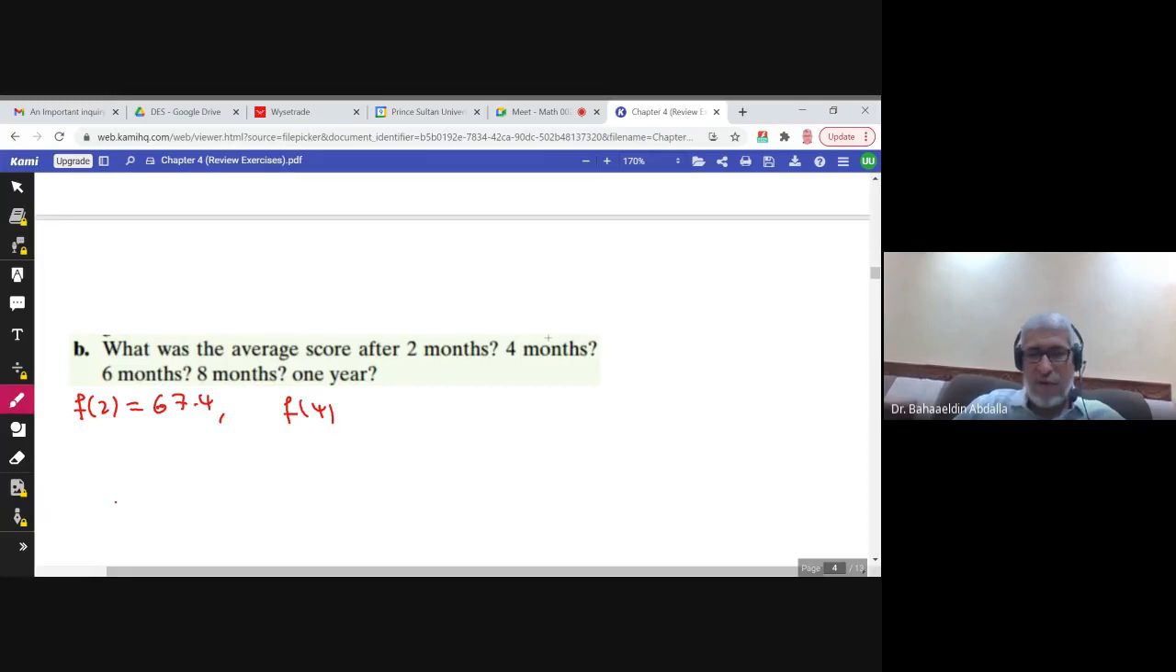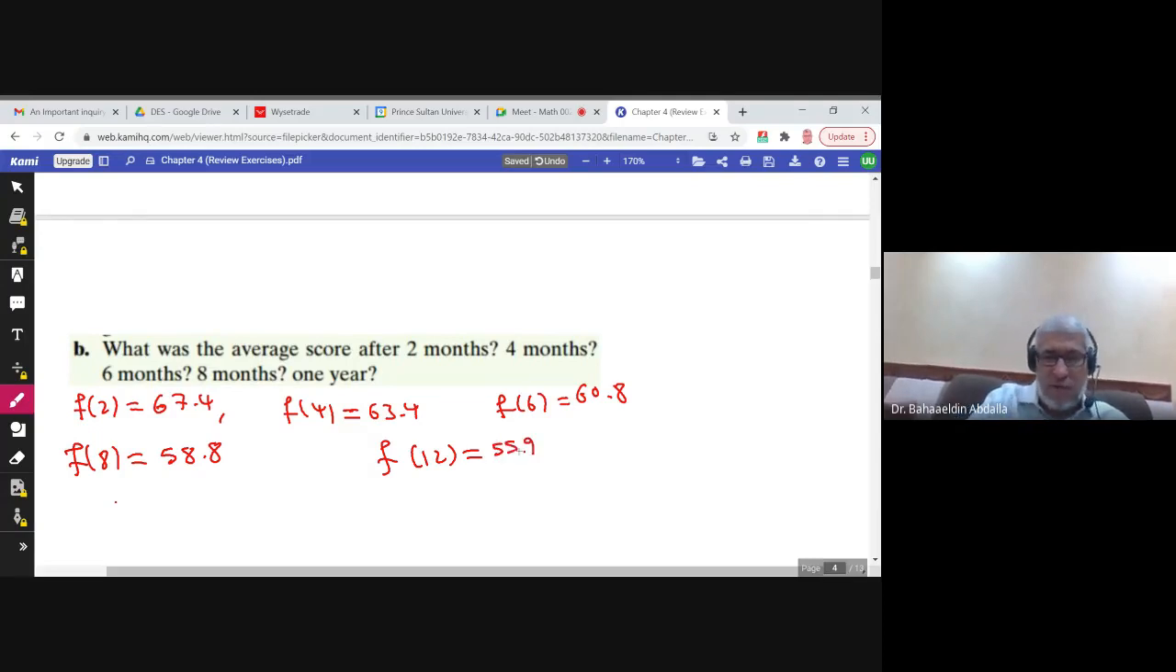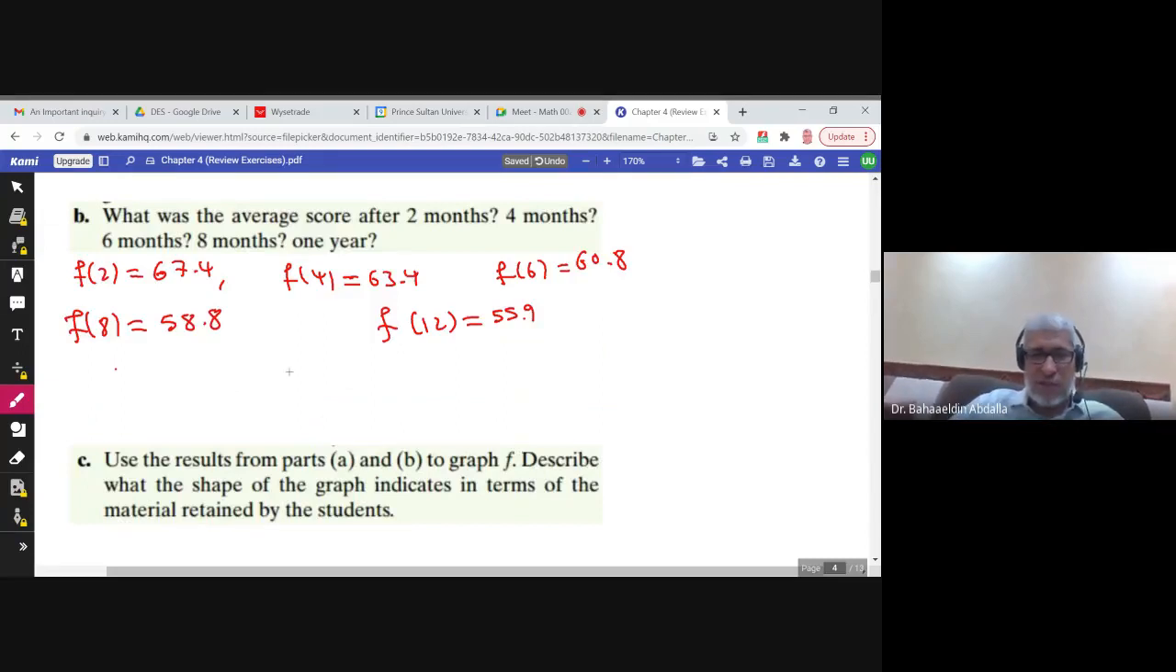What about f of 4 months? You add another 2, okay, and the answer is 63.4. 6 months, you replace t by 6, 60.8. 8 months, you replace t by 8, 58.8. You notice that the average is decreasing. 1 year means 12 months, because t is evaluated in months. So if you replace t by 12, you will have 55.9. All right. So these are the average scores after 2, 4, 6, 8, and 12 months.